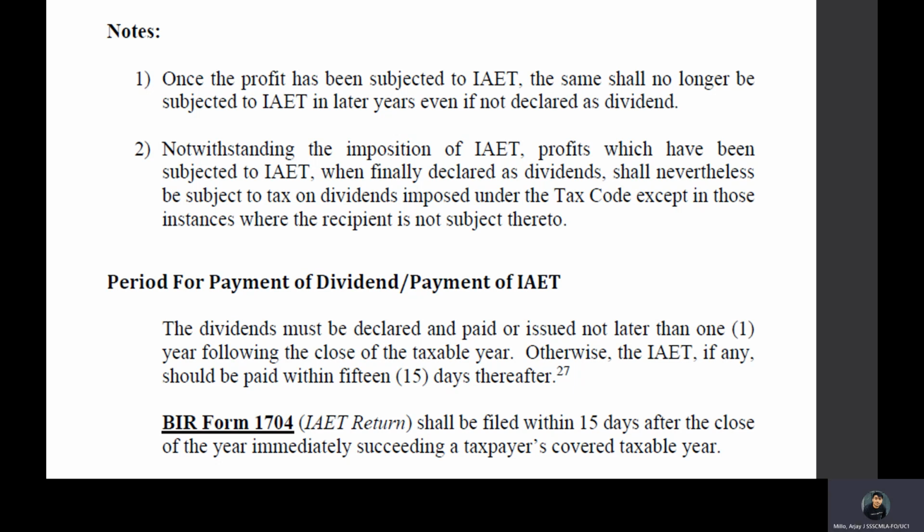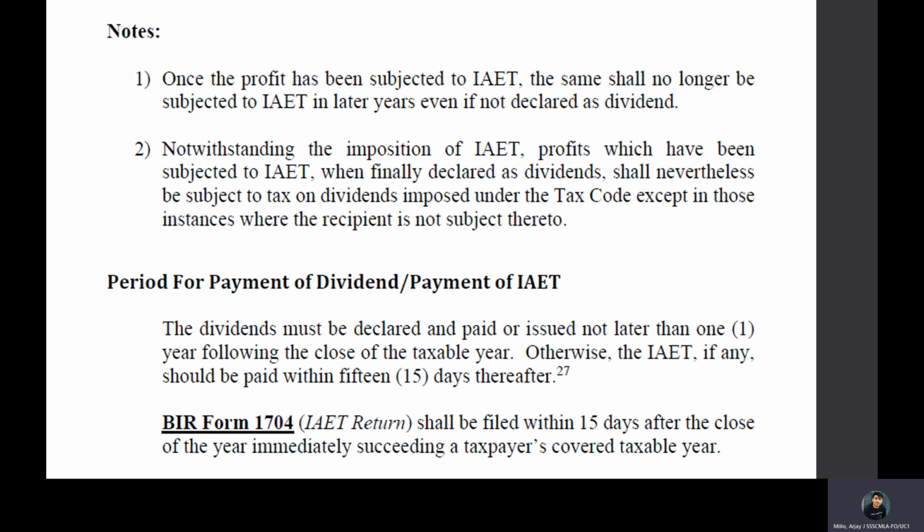Notwithstanding the imposition of EIT, profits which have been subjected to EIT, when finally declared as dividend, shall nevertheless be subject to tax on dividends imposed under the tax code, except in those instances where the recipient is not subject thereto. So that's also an additional point: even if it was already subjected to EIT, but later on you declared it as dividend, it will still be subject to the taxes on dividends. So in a sense, it's like double taxation, no?